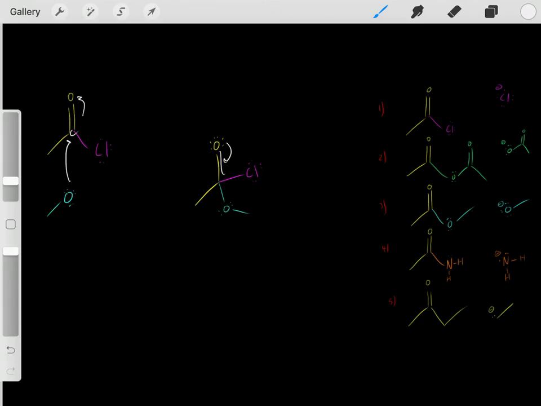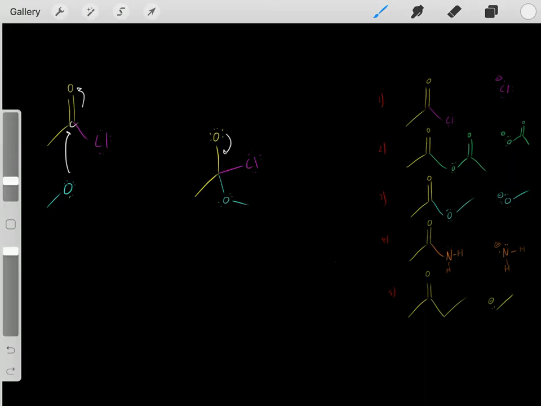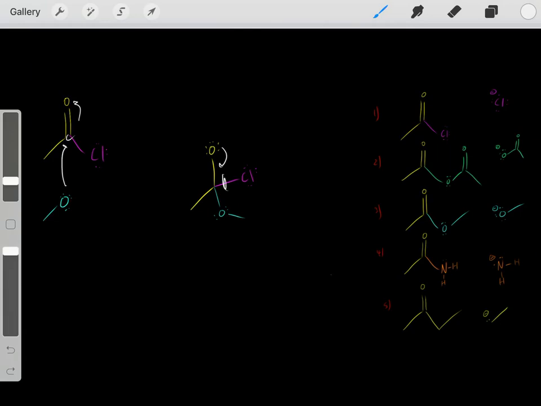But when they form that double bond, we know we're going to break one of these bonds. We're either going to break this bond, or this bond, or this bond. So which bond are we going to break? Are we going to break this bond, or this bond, etc.? Which bond are we going to break?